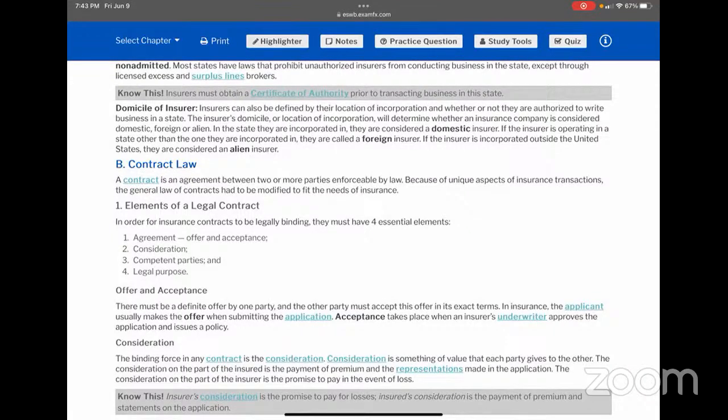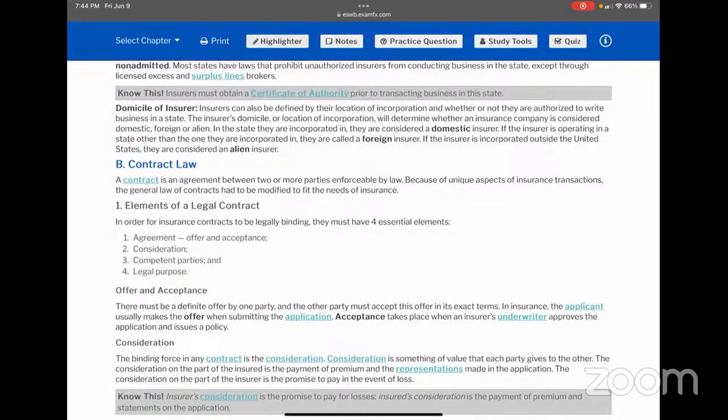Domicile of insurer. Insurers can also be defined by their location of incorporation and whether or not they are authorized to write business in a state. The insurer's domicile, or location of incorporation, will determine whether an insurance company is considered domestic, foreign, or alien. In the state they are incorporated in, they are considered a domestic insurer.